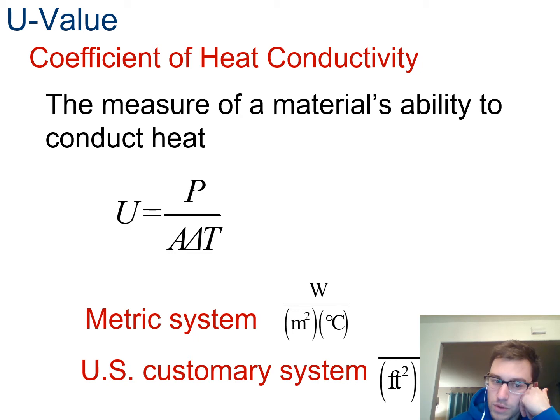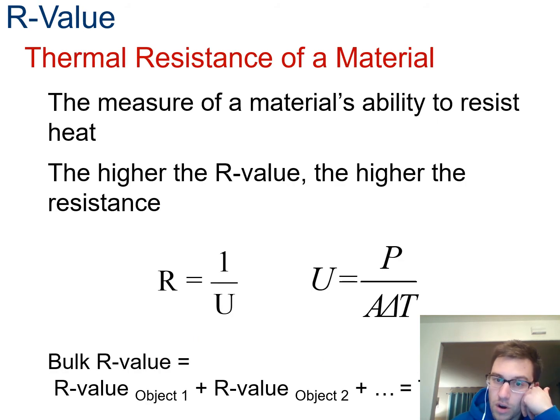Some of you maybe even haven't heard of the next thing, but more commonly what we hear is called R value. R value is used in building materials, and it's the inverse of U value, technically, and it is the measure of a material's ability to resist heat transfer. So the thermal resistance of a material would be the R value. The higher the R value, the higher the resistance. And again, R is equal to 1 over U.